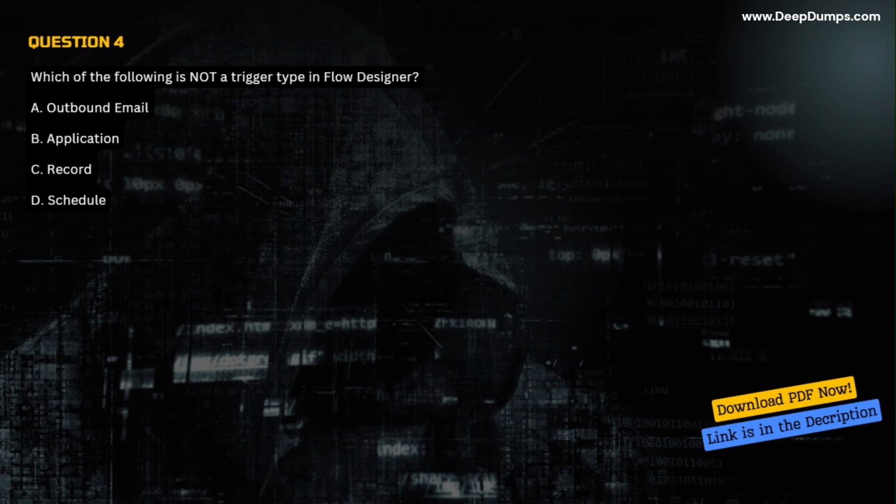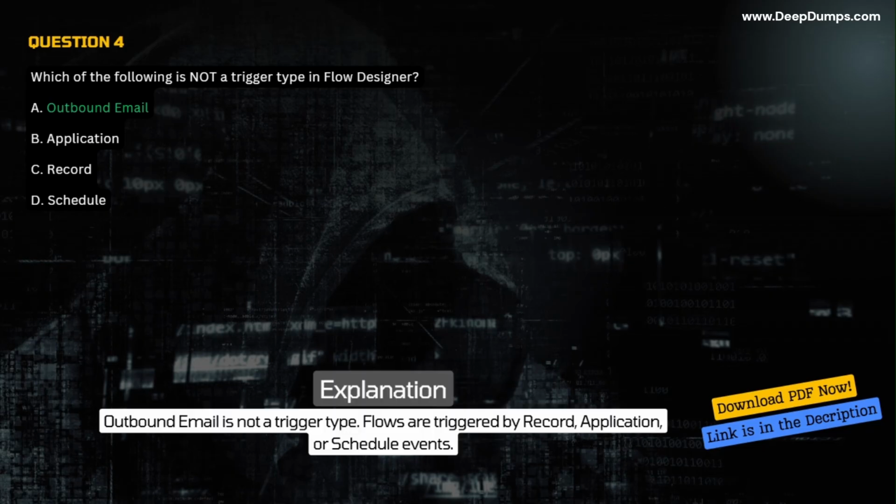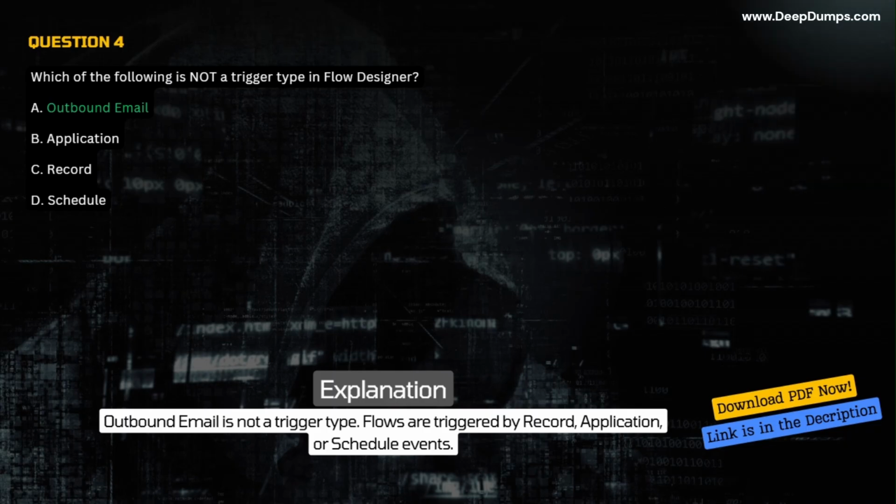Question 4. Which of the following is not a trigger type in Flow Designer? A. Outbound email. B. Application. C. Record. D. Schedule. Correct answer A. Outbound email. Explanation. Outbound email is not a trigger type. Flows are triggered by record, application, or schedule events.